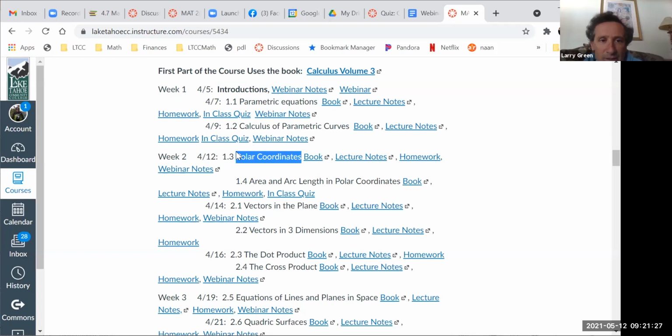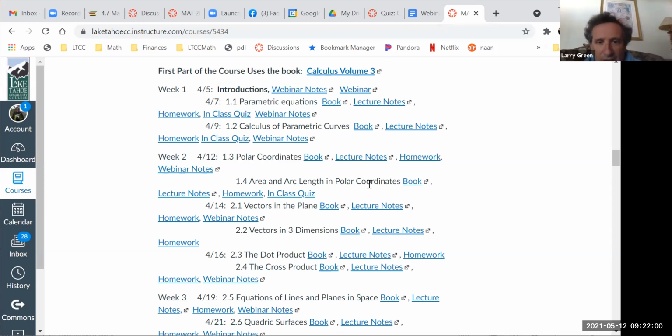Then we had polar coordinates. I'm hoping you all still remember the polar coordinate formulas. What's x in polar coordinates? Yeah, r cosine theta, and y is r sine theta, and then x squared plus y squared is r squared, and theta is the arctangent of y over x. Okay, so you should understand how to work with polar coordinates.